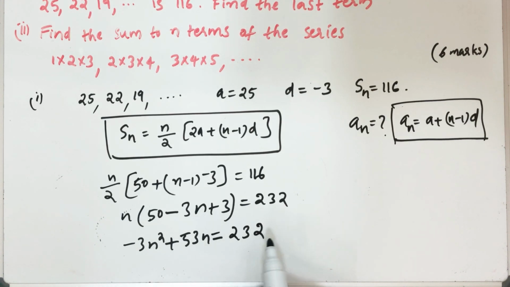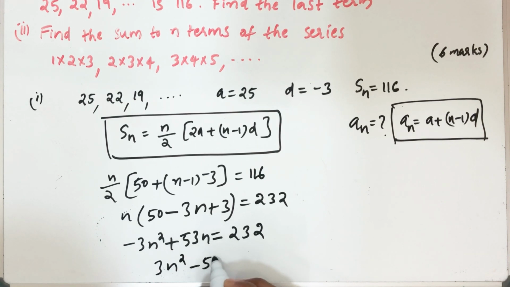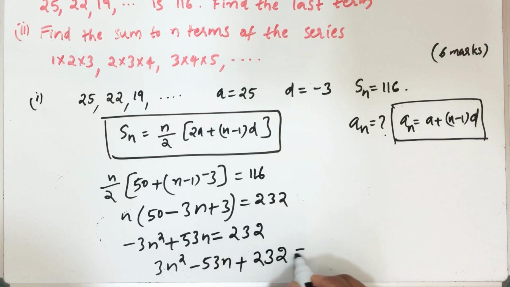Multiply both sides by minus 1. We get 3n square minus 53n is equal to minus 232. Take this minus 232 to this side. Then we get 3n square minus 53n plus 232 is equal to 0. Here minus 232, taking to this side, we get plus 232. This is a quadratic equation with a is equal to 3, b is equal to minus 53 and c is equal to 232. Solving this, we get the value of n.